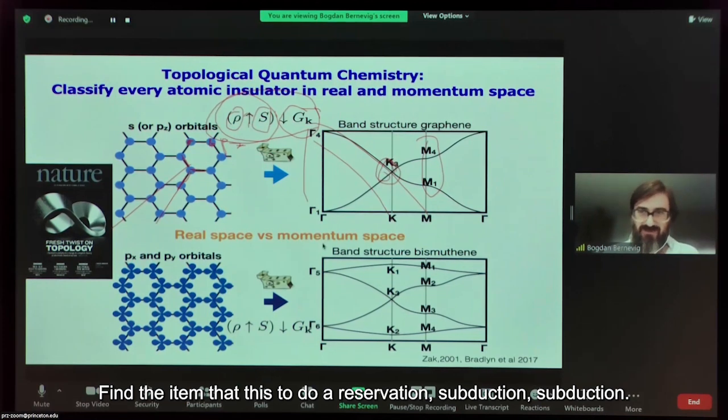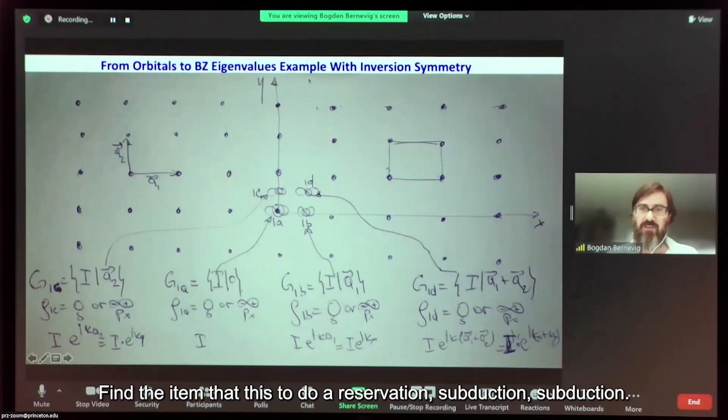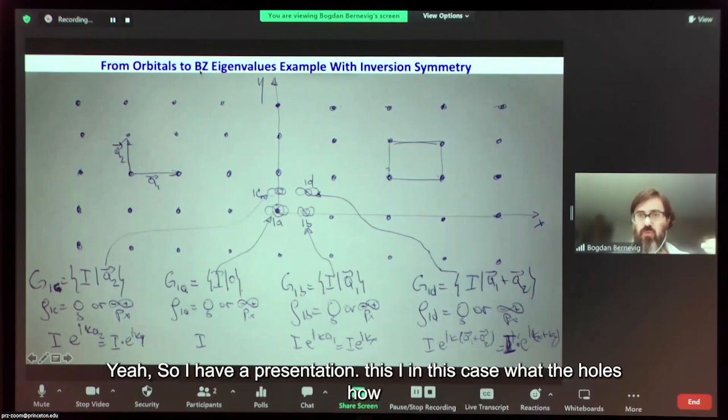So this is very formal. Let's see how you do one of these things in a realistic system. I'm not sure if you can see this with the big glare. But for the simplest case, with inversion symmetry, we can do this by hand right now on the board. So I'm going to give you an example of how you get from orbitals to the Brillouin zone eigenvalues of the bands formed by these localized orbitals.